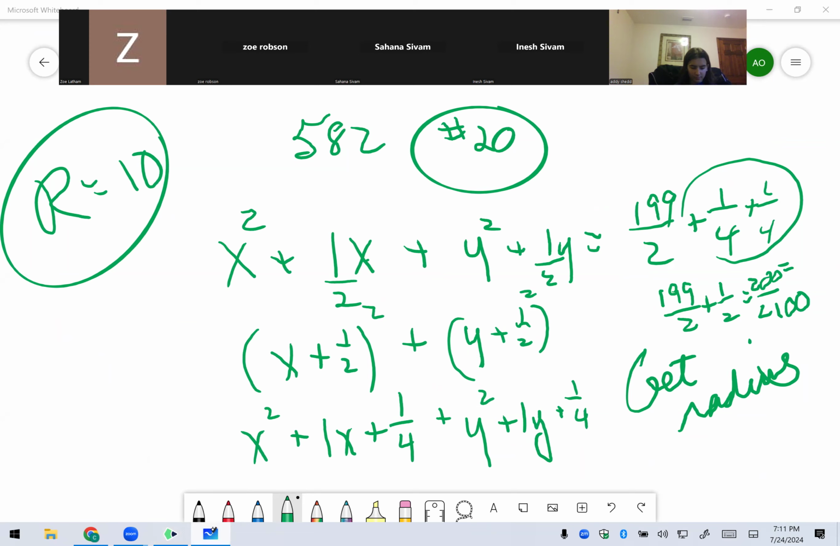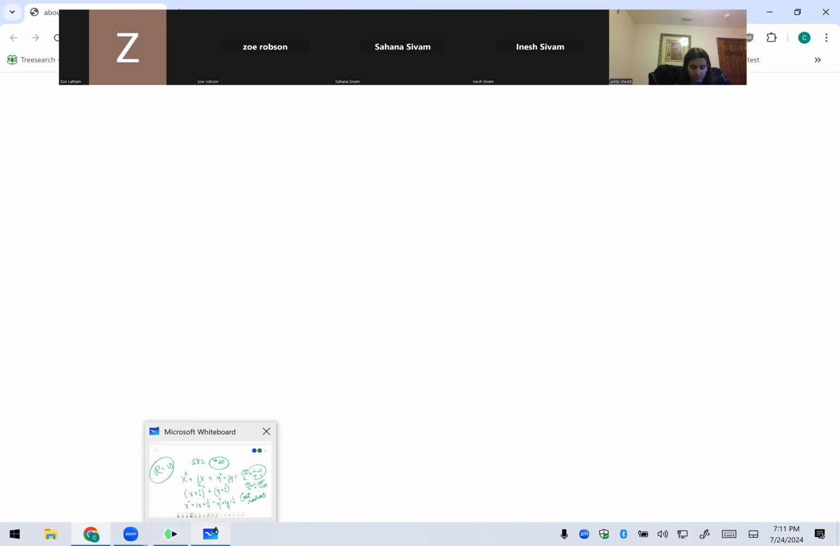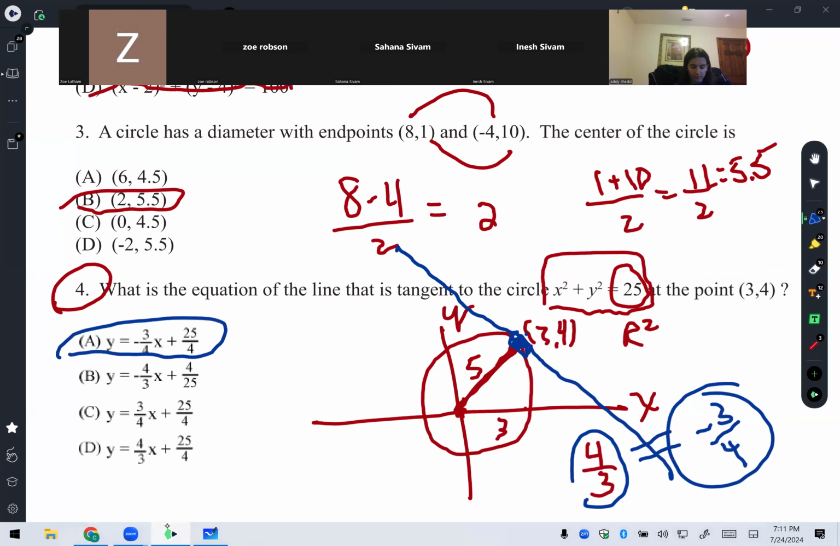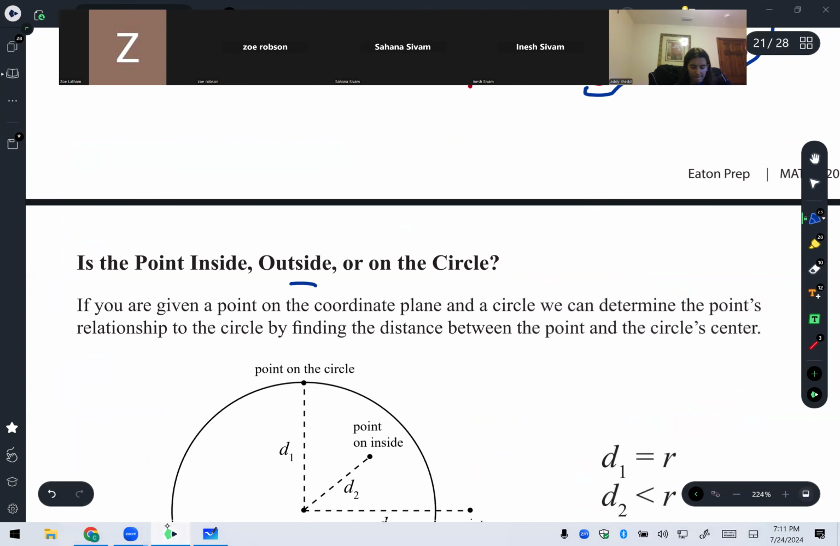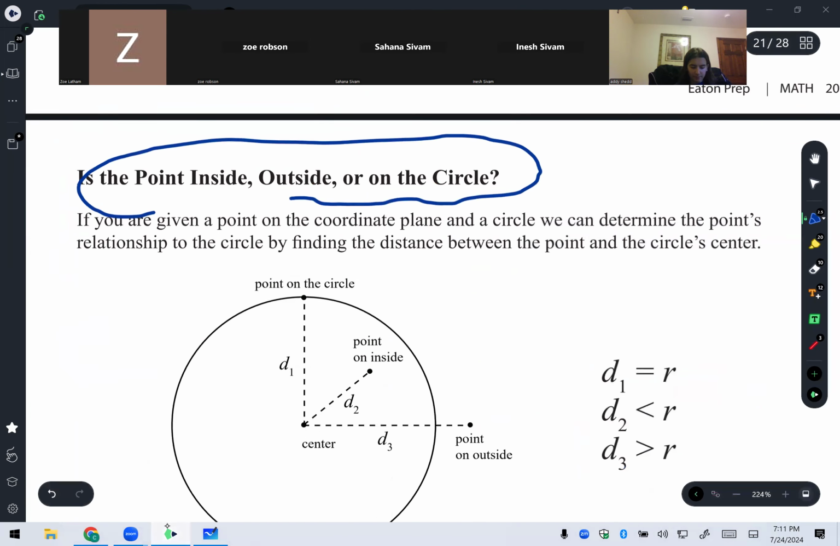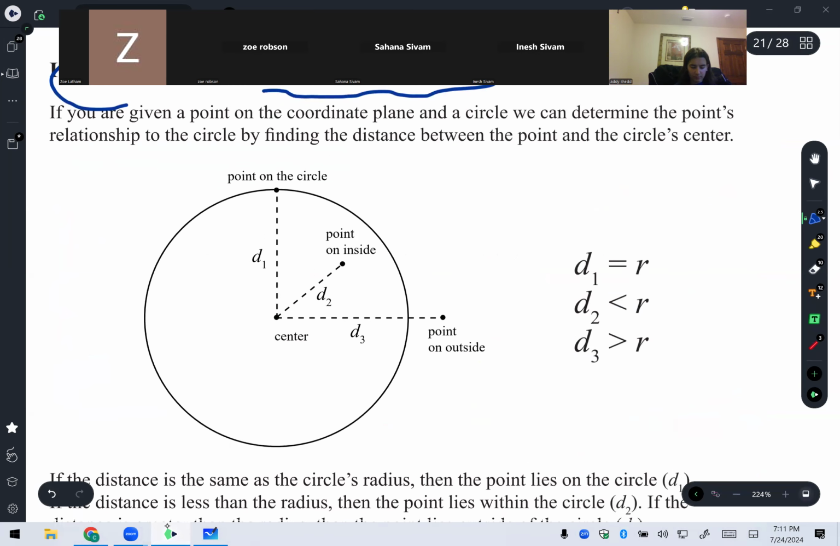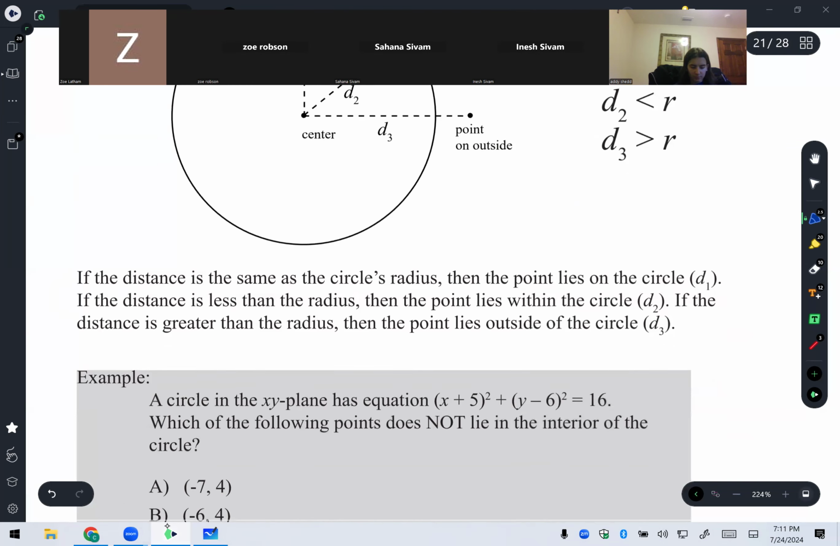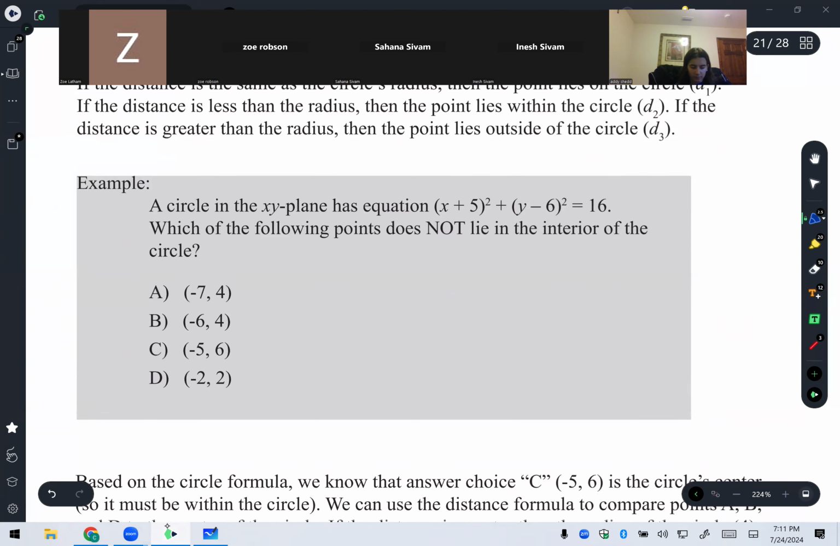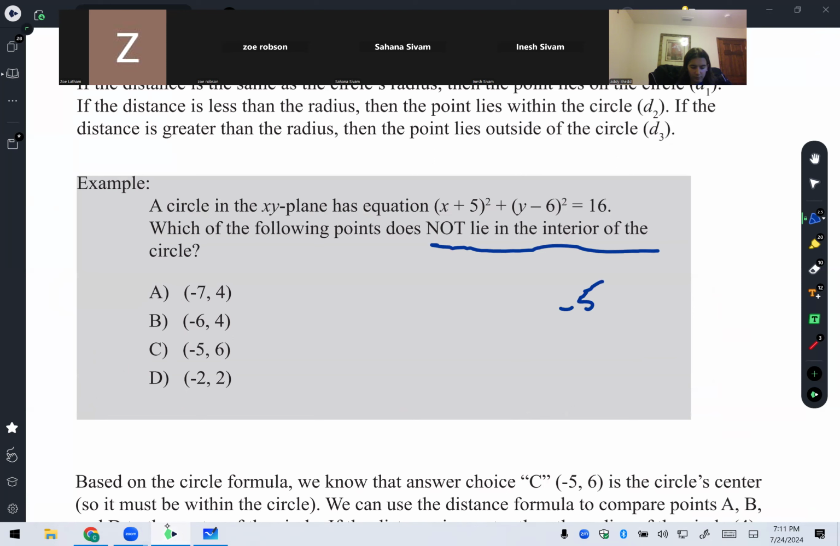Okay, so now we're back in the packet. Is the point inside, outside, or on the circle? You could use the distance formula, but they have been asking this question. We want the one that's not in the interior of the circle. I would just use the distance formula. Because look, one of those is the center of the circle, so C is definitely in there.